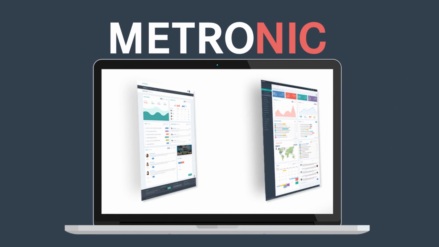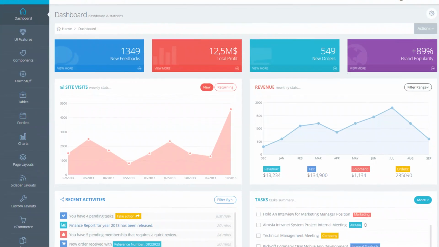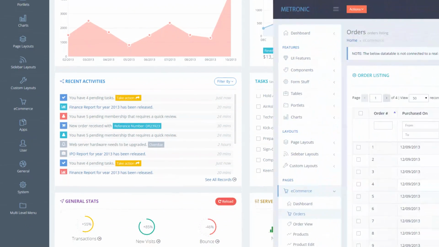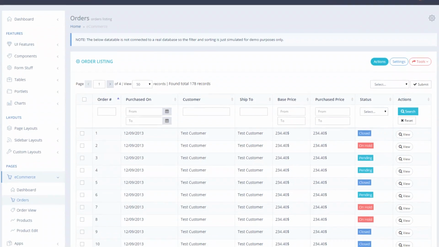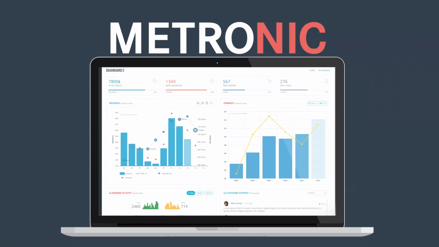Sure, there are other competitors on the market, but with Metronic, you will receive the best, most robust, flexible, and efficient admin theme that far outshines anything else that's available. And that makes Metronic the leading, most trusted admin theme right now.